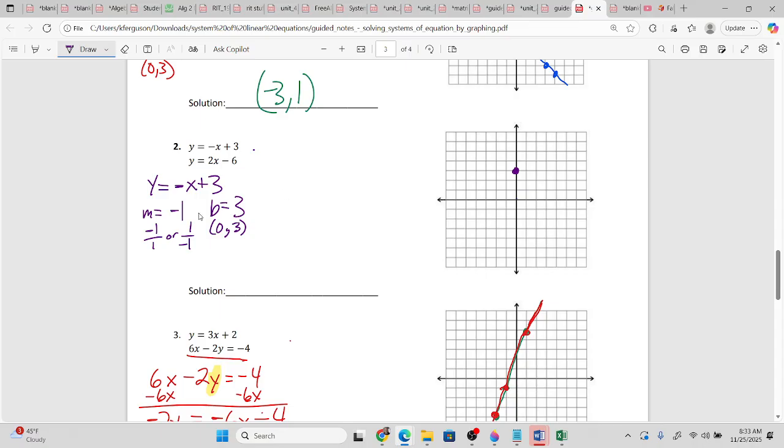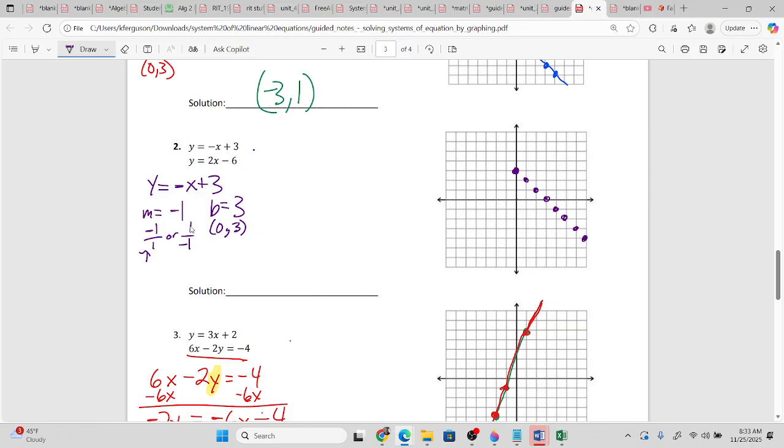But what that does for us is, if I start with this one, I'm going down 1 unit and to the right 1 unit. So down and to the right, down and to the right, down and to the right, and so on. That's what this one does.